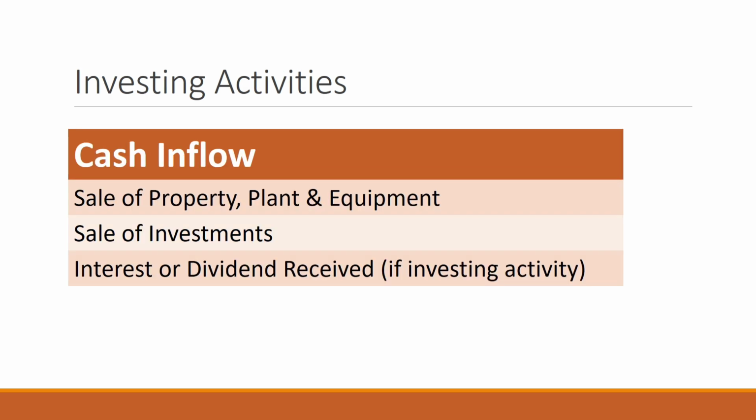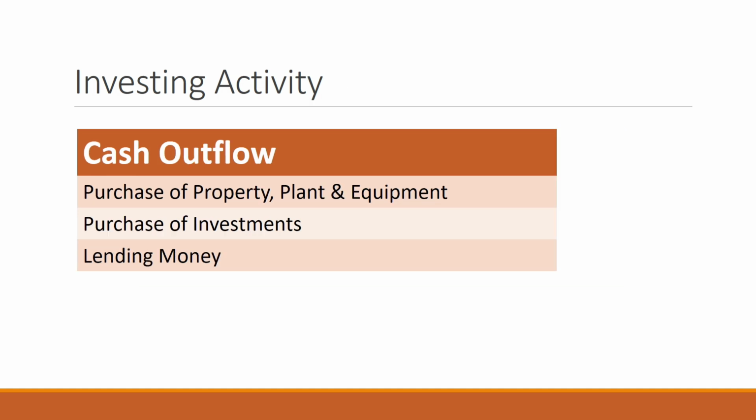Cash comes in when the company sells its assets and goes out when it buys new assets. So cash inflows in the investing activities are sale of property, plant and equipment, machineries or land, building, etc., sale of investments, and we are receiving interest or dividend if it is an investing activity. Cash outflow, it means money going out of the business. We are purchasing property, plant and equipment, machineries, etc., purchase of investments, lending money to someone. So it is another example of cash outflow from investing.